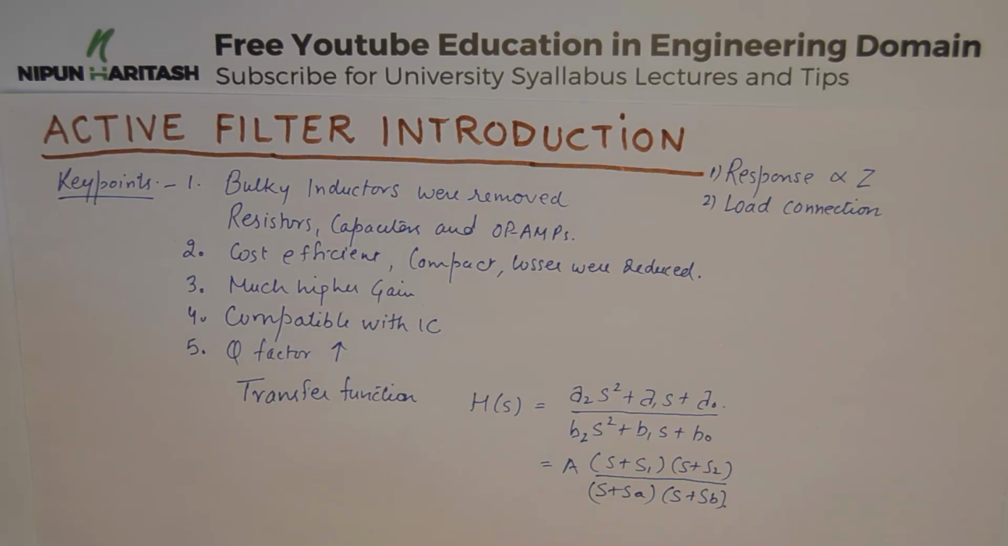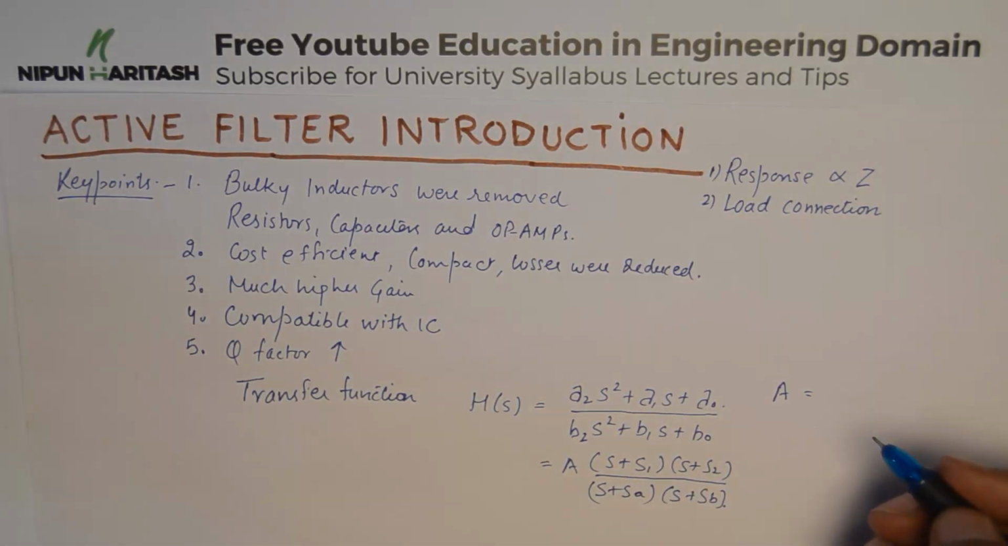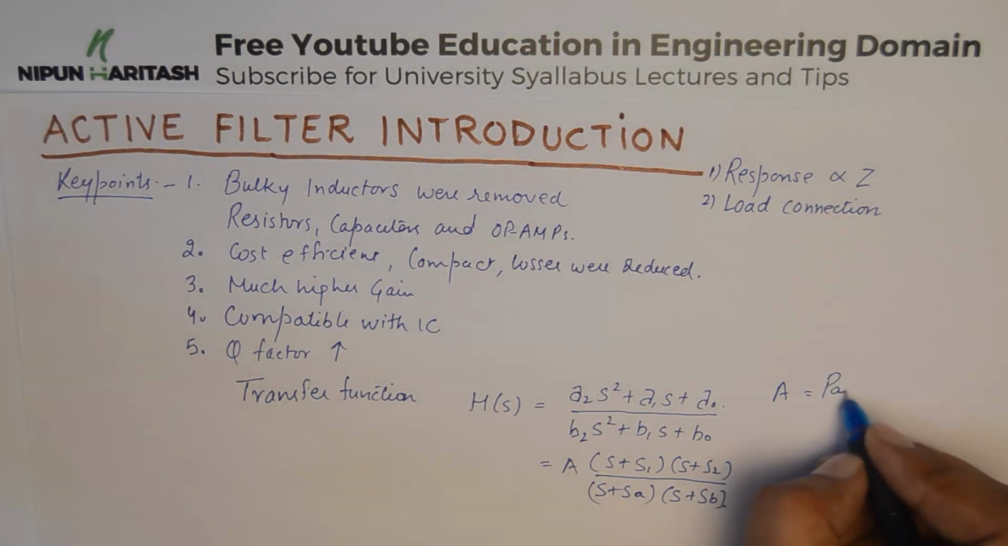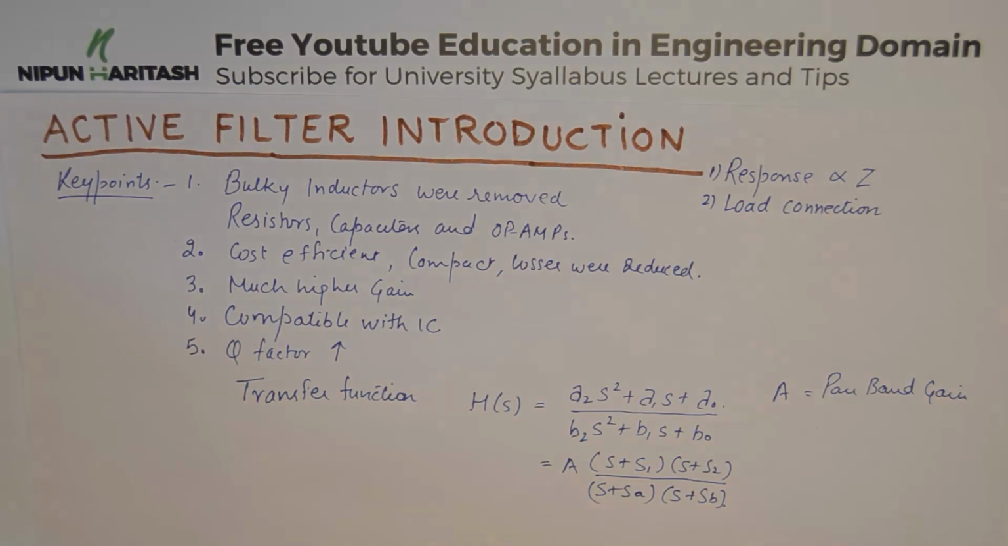Now over here A can be thought of as the passband gain. So this A can be thought of as the passband gain, and S1 and S2, they are zeros, while SA and SP are the poles of the polynomial.